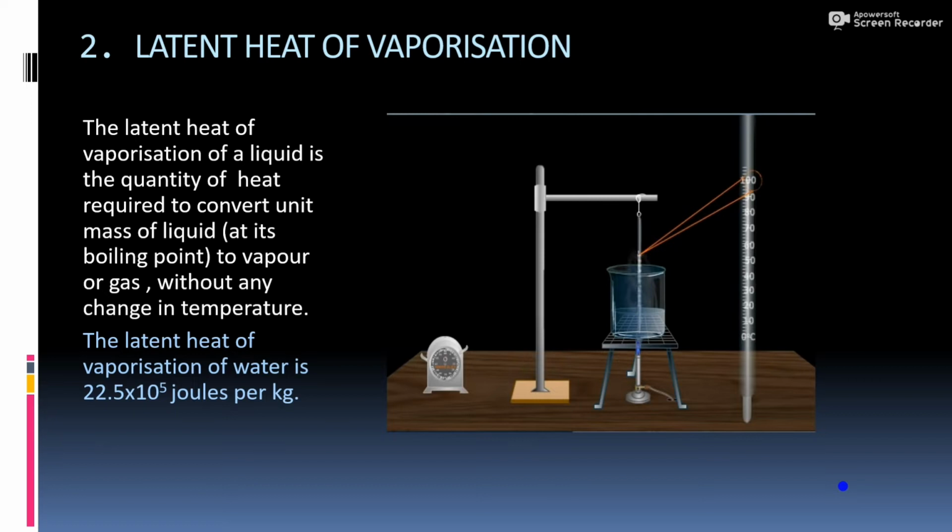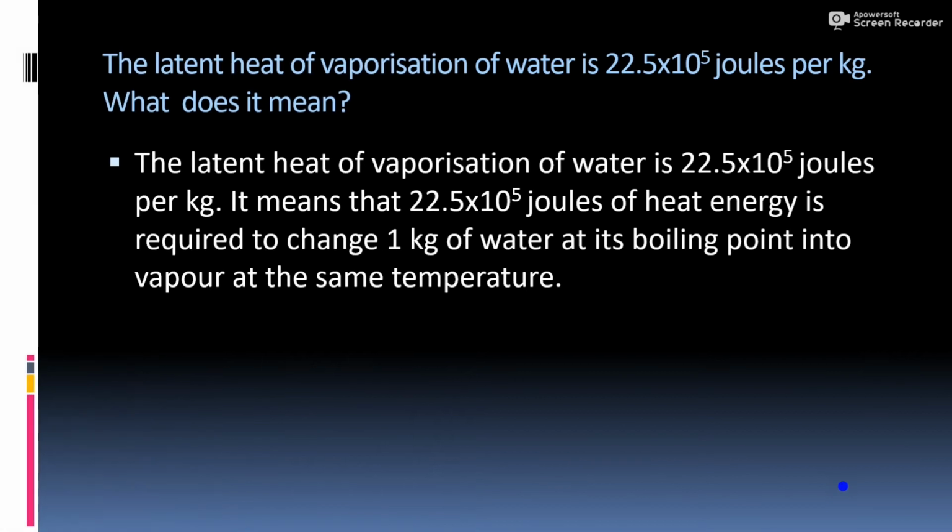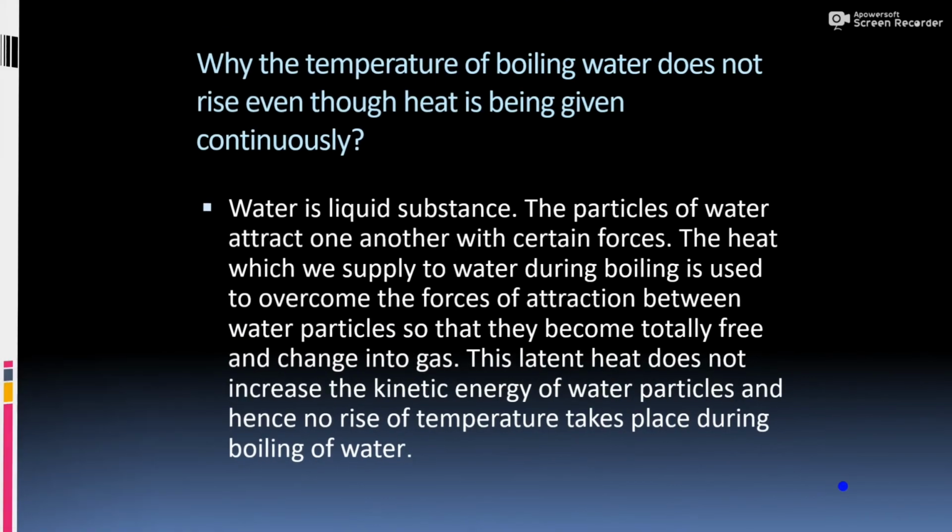And latent heat of vaporization of water is 22.5 multiplied by 10 to the power 5 joules per kg. So the latent heat of vaporization of water is 22.5 multiplied by 10 to the power 5 joules per kg. What does it mean? It means that 22.5 multiplied by 10 to the power 5 joules of heat energy is required to change 1 kg of water at its boiling point into vapor at the same temperature.